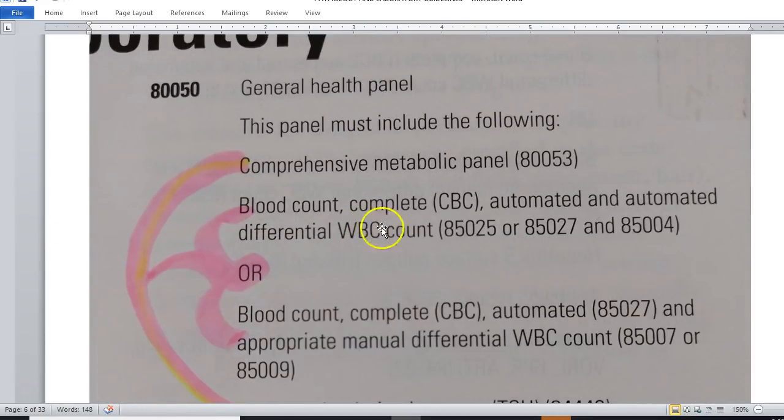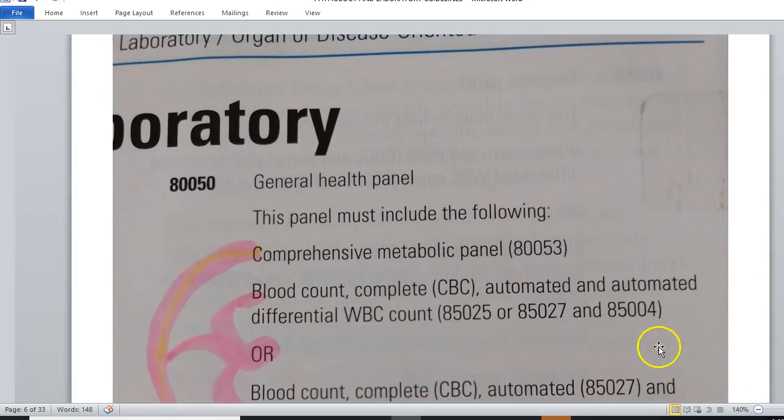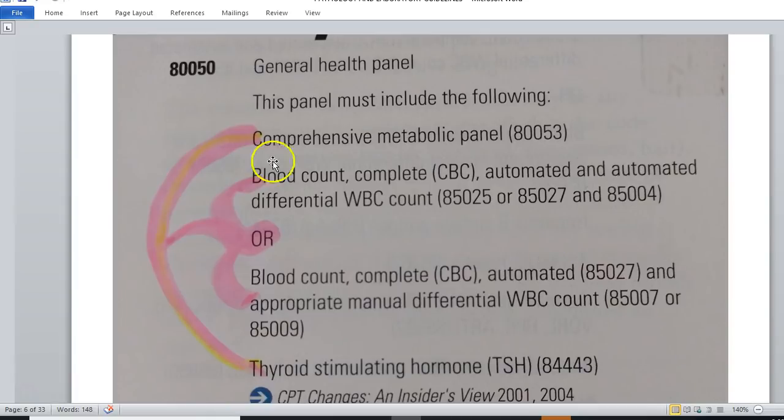Now, when you get up to code 80050, I have a weird little notation here, because we have two choices when it comes to the white blood cell count. This is what's really weird about this. 80050 includes everything that's in 80053, as well as the thyroid stimulating hormone, but just one of these. The difference between these is automated differential white blood cell count or appropriate manual differential white blood cell count.